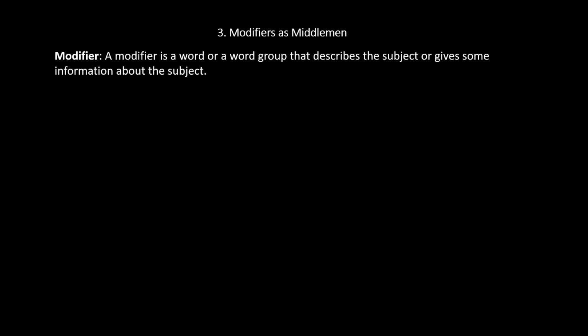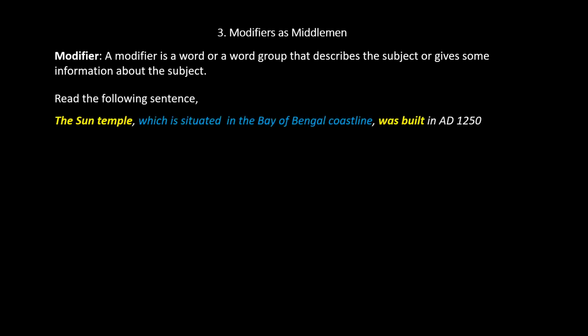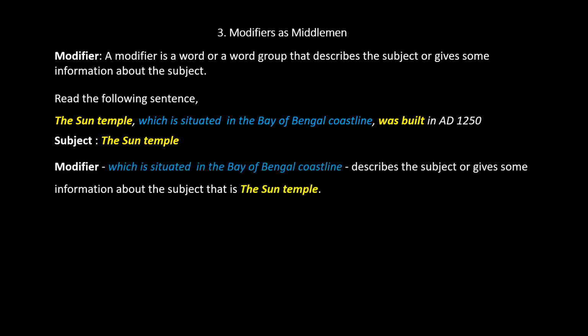In this sentence, the subject is the Sun Temple and the modifier is which is situated in the Bay of Bengal coastline. This modifier describes the subject, that is the Sun Temple, and gives some information about it. Note, sometimes a modifier hides the subject by intervening or by coming between the subject and the verb. Hence, sometimes the modifiers are called middlemen, intervening phrases, or sandwich phrases.